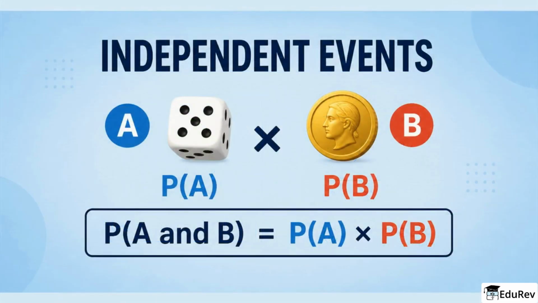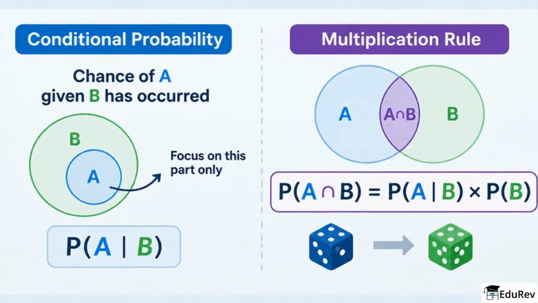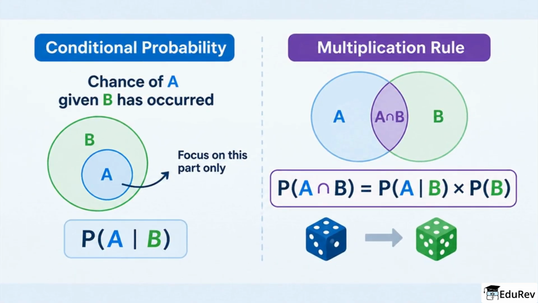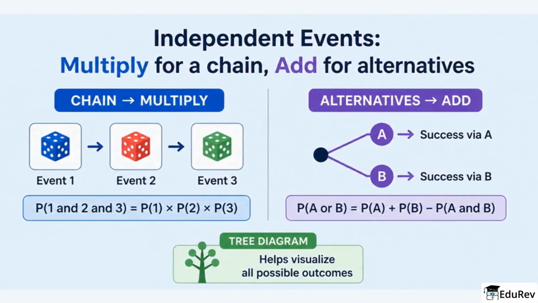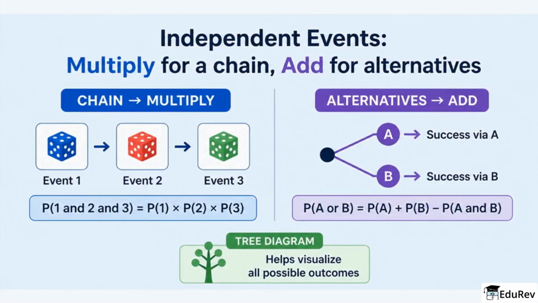If two events are independent, the probability of both happening is P(A) times P(B). Conditional probability P(A given B) means the chance of A if B has already happened, and P(A and B) equals P(A given B) times P(B). When events repeat independently, use multiplication for a chain and addition for alternative paths. Tree diagrams help visualize this.